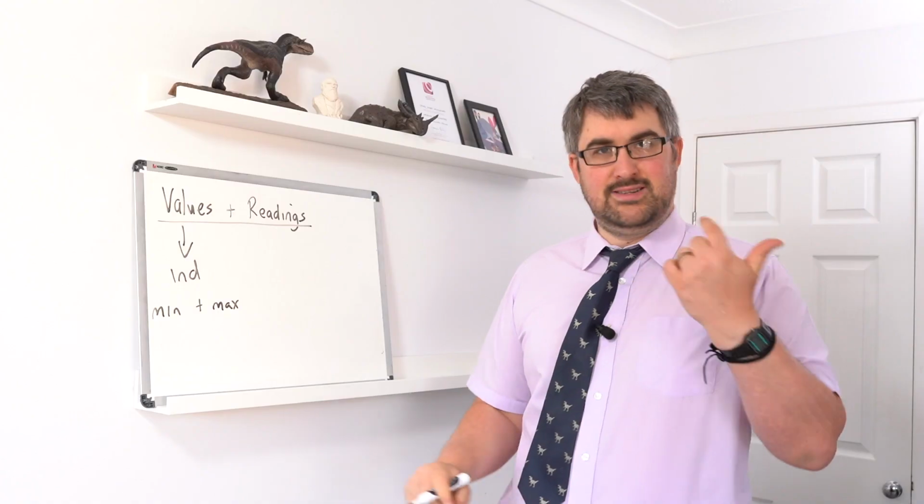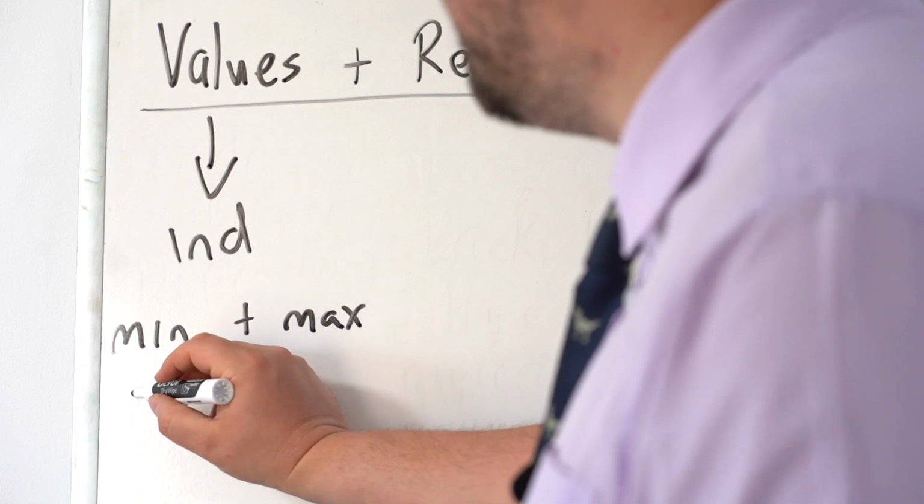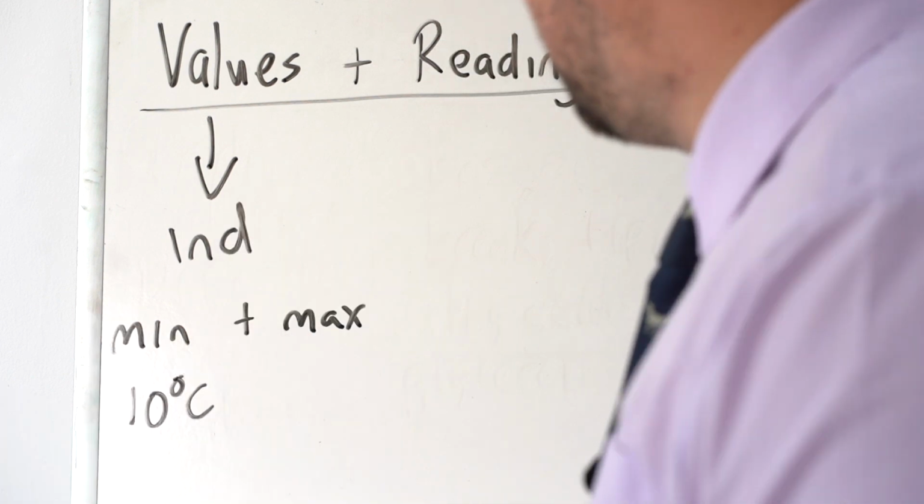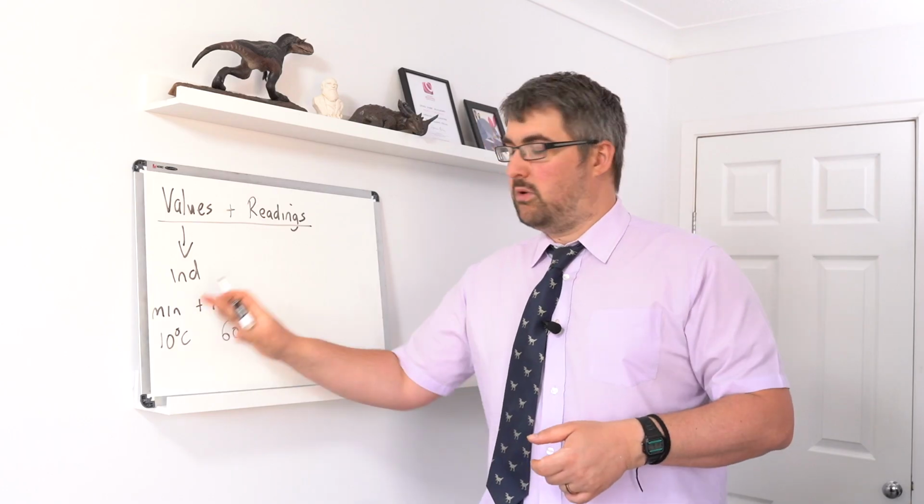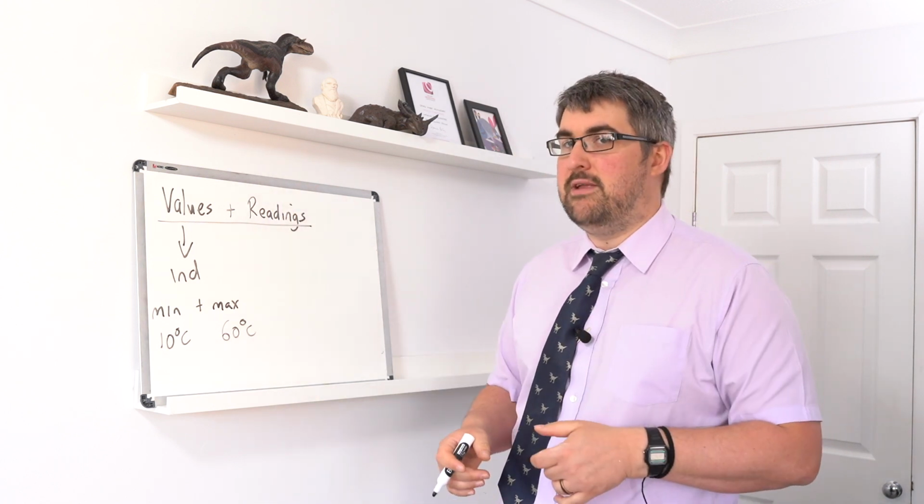So if I had something like temperature, what's the minimum temperature I want to investigate? Maybe something like 10 degrees C, perhaps. All right, what am I going to go up to? Well, let's say maybe 60 degrees C. It's up to you what you do. So I've got that min-max range to my value for my independent variable.